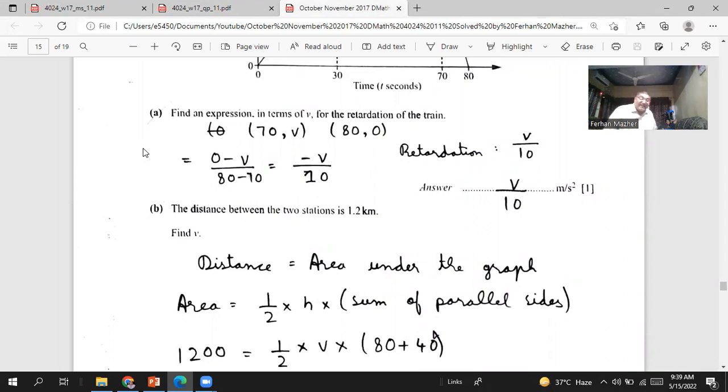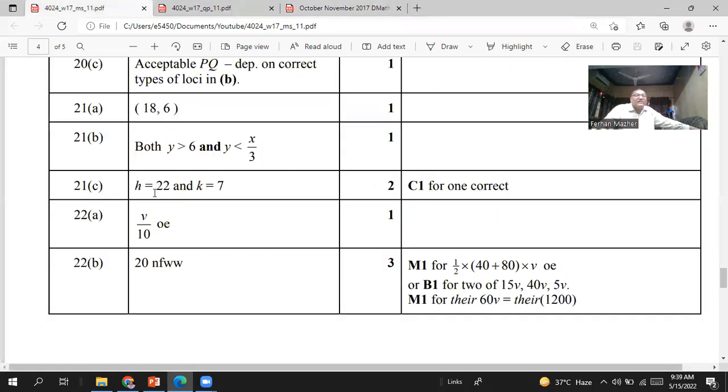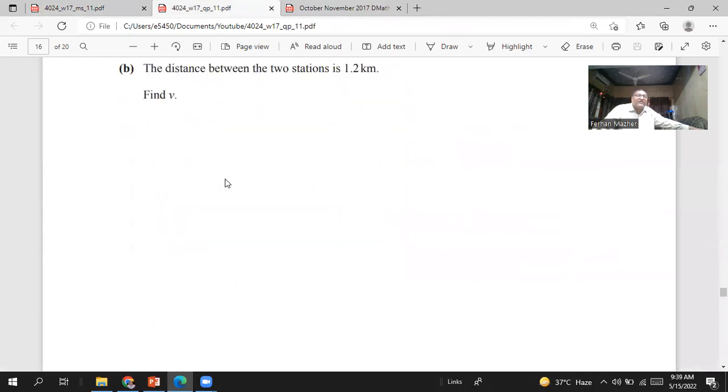Because the word retardation has been used, in my final answer I will not put the negative sign. So it is v by 10. So my answer is v by 10. So it's right. Okay, so we are going to the next question.